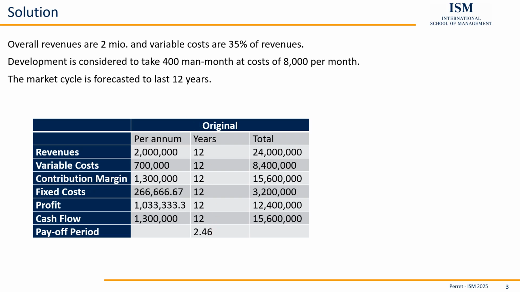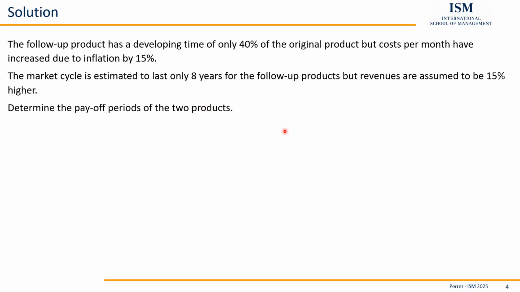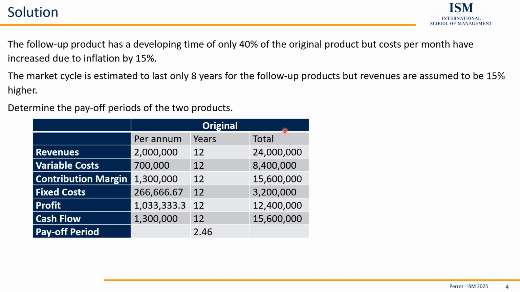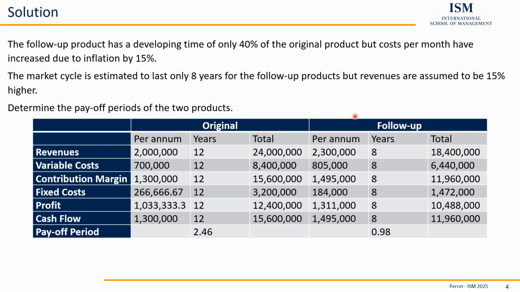Now we have to consider the second version. For the second version, we have this information given. And again, just for comparison's sake, I have the old version, the original product, here. I can put them into a similar table. So first I have to adjust the development costs. I have to multiply the fixed costs we had with 0.4 and then with 1.15. If I do this, I will get a new development cost position of 1.472 million. Divided by 8, I get this value per annum. So this is the adjustment of the fixed costs, of the development costs. Well, I divide by 8 because now I have a market cycle of only 8 years. So everything here is with a factor of 8.